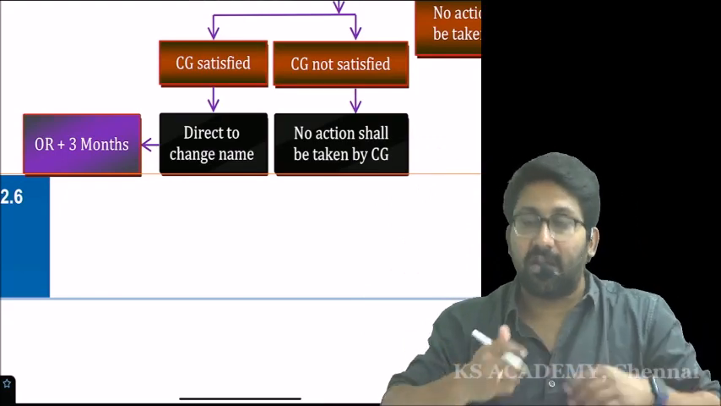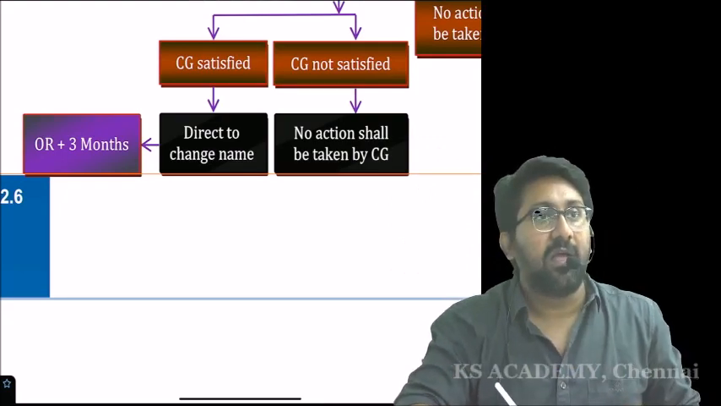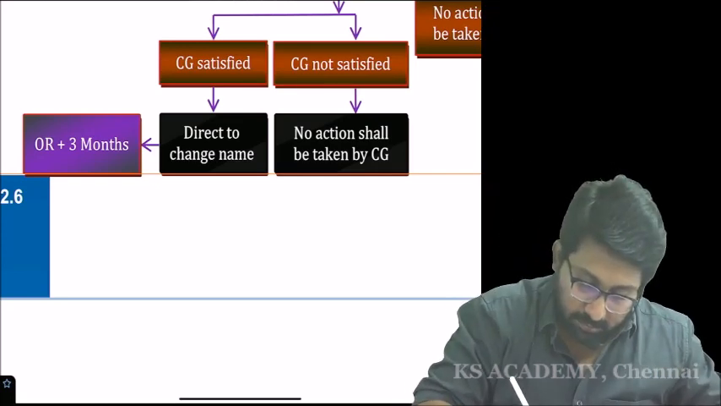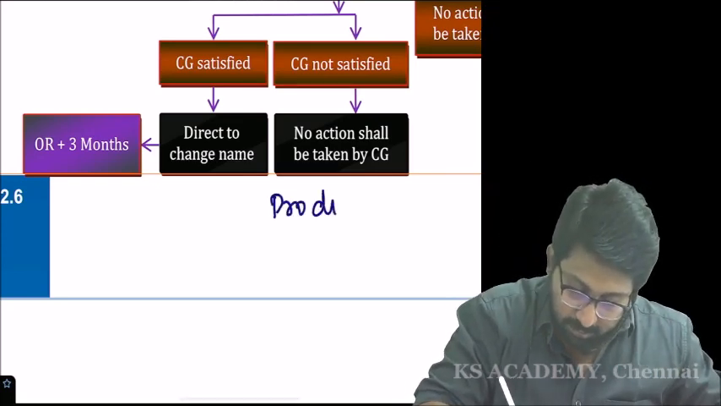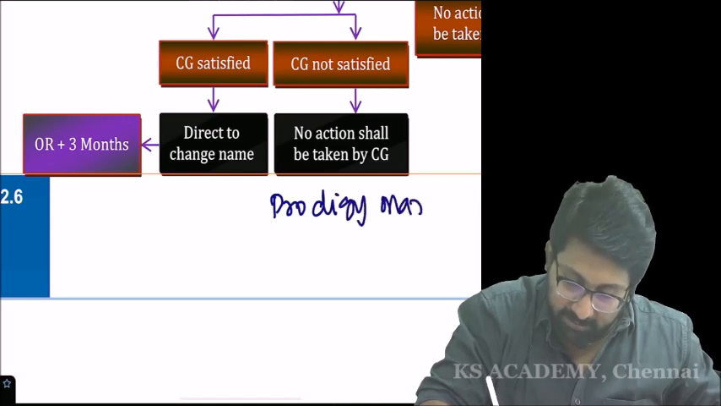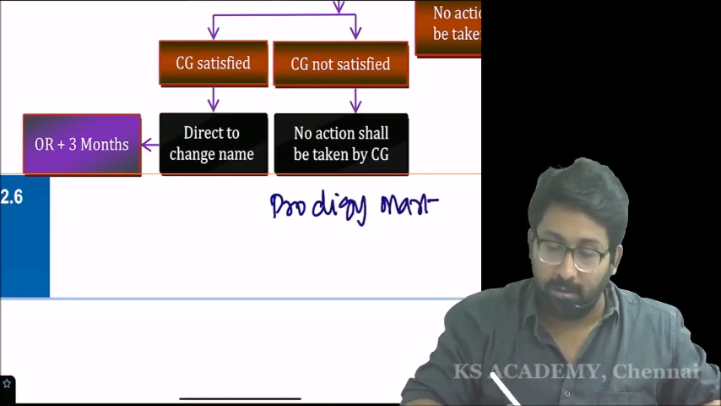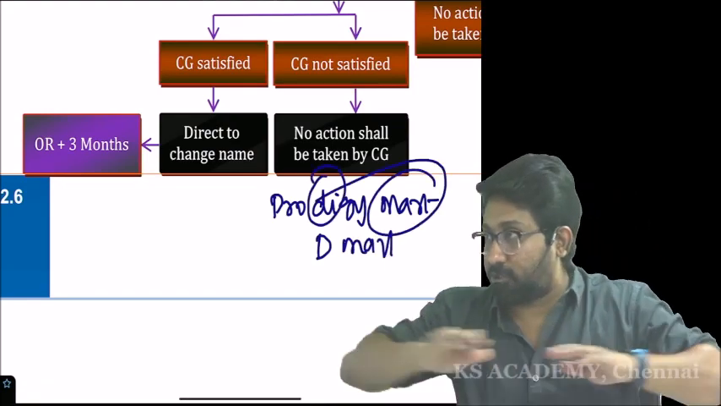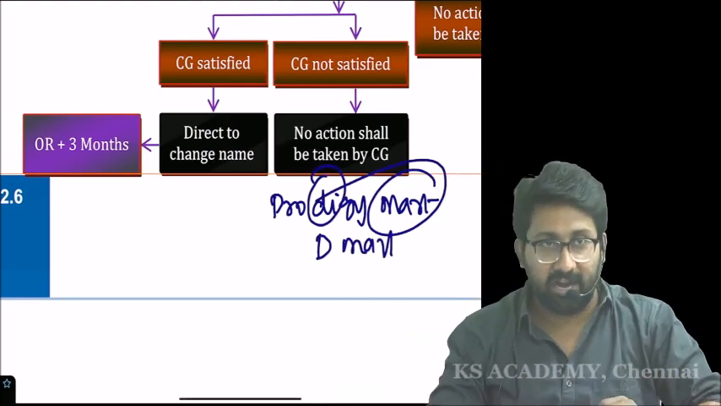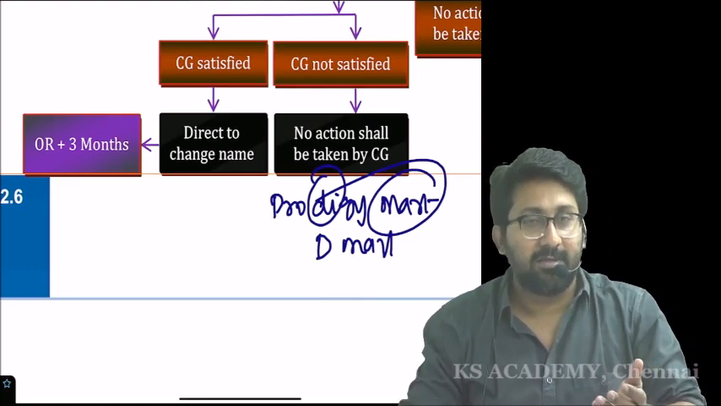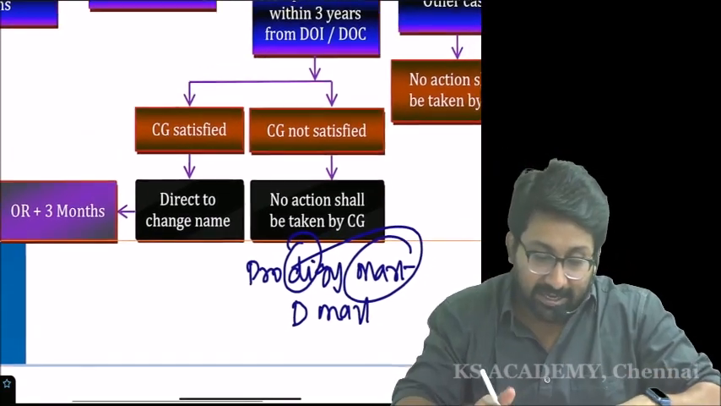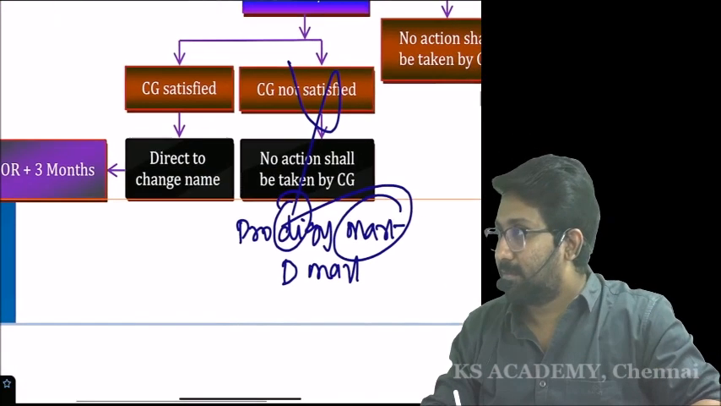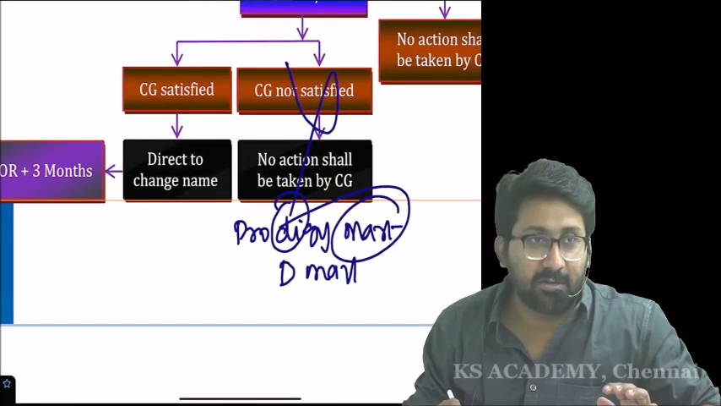Sir, I started a company with the name Prodigy Mart. D Mart is making a complaint, D is there, Mart is there, therefore stop him. Over action. This is how central government is not satisfied with your argument. Are you understanding the concept or not?